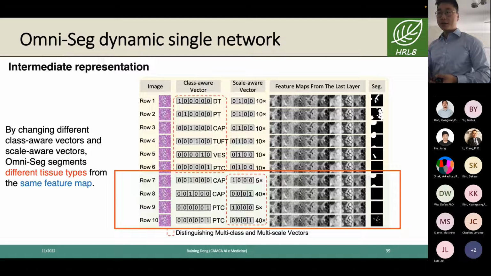And if we hold the class-aware vector fixed and change the scale-aware vector, where those are 5 times and those are 40 times, from the same feature map from the last layer of the model, we can also get different segmentations. It turns out that the class-aware vector and the scale-aware vector do not influence the feature map from the decoder and the encoder. The encoder-decoder of our model can capture the common features from each image, and we can control which tissue type we are looking at, and at which resolution, with our class-aware vector and the scale-aware vector.